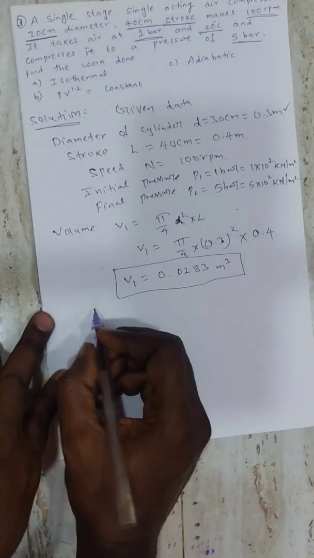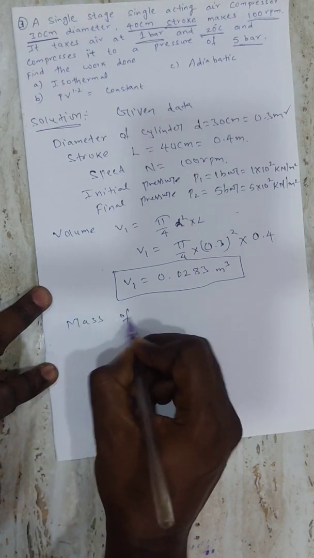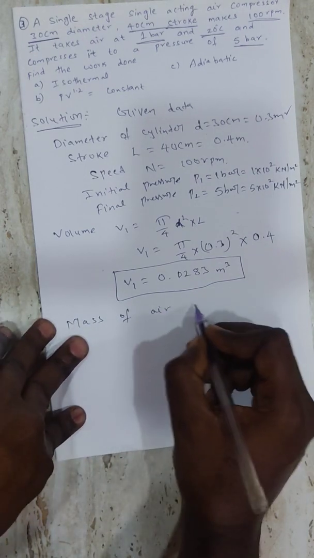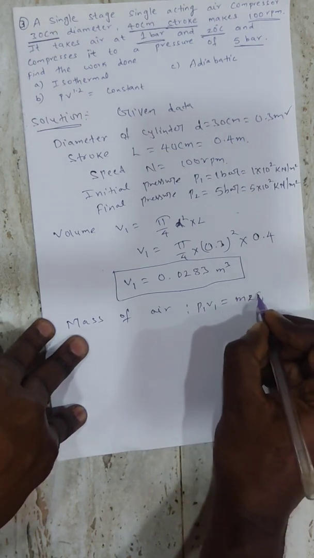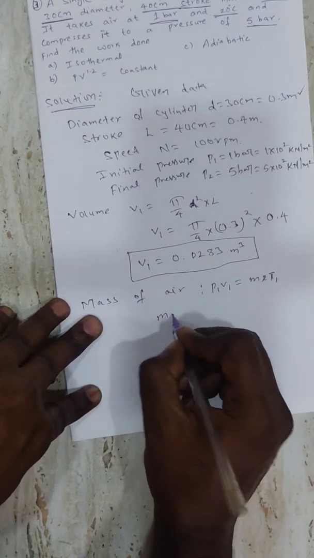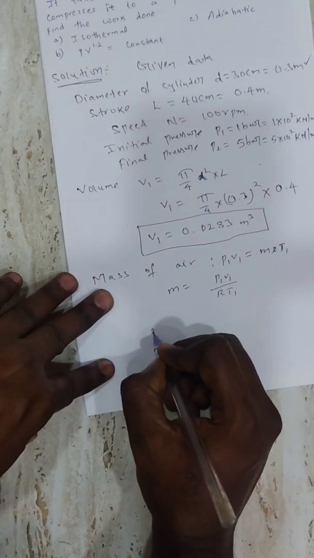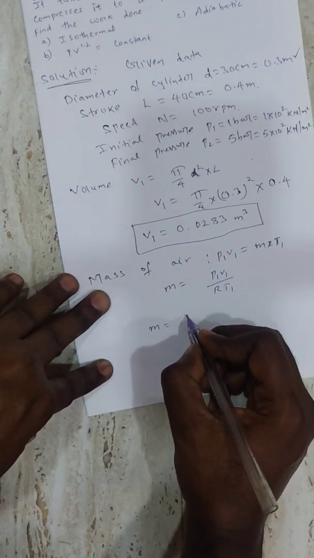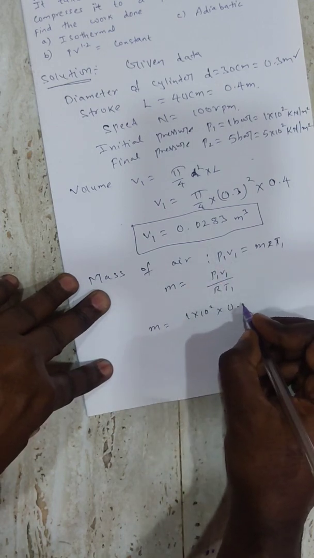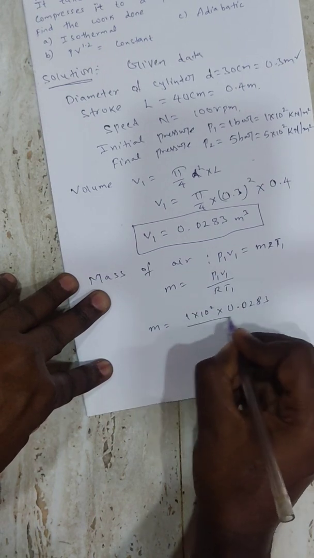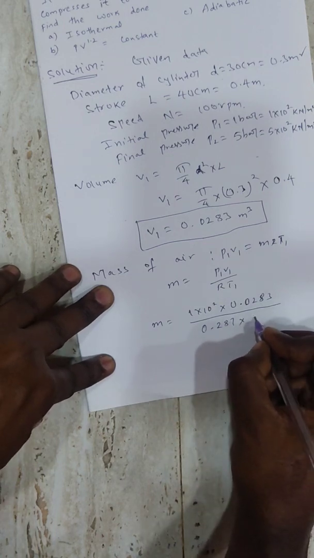We will find out the next, the mass of air. That is P1 V1 is equal to M R T1. What will be M? It is P1 V1 by R T1. That is M is equal to, what is the initial pressure? That is 1 into 10 square into, what is the volume? 0.0283 by, you know, 0.287, this is a constant, into 293.